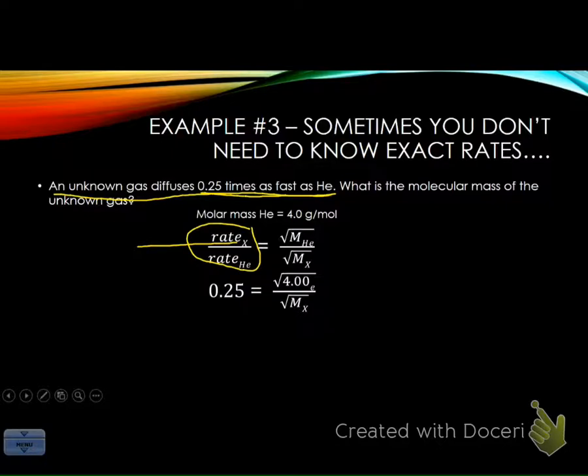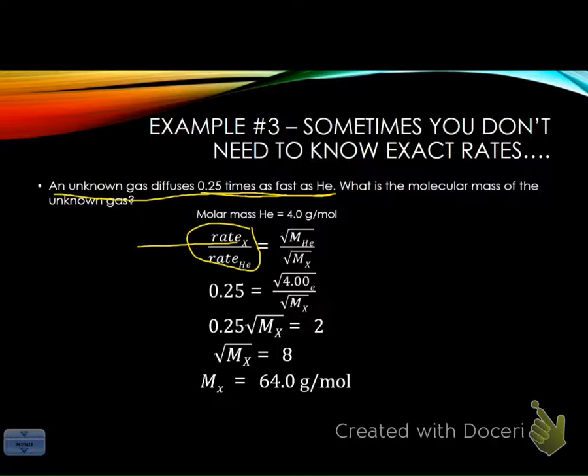Alright, so that 0.25 equals the square root of 4 for helium, and then the square root of my unknown. So we're just going to rearrange those variables here. 0.25 times the square root of the molar mass of unknown equals 2. The square root of the unknown equals 8. So we get 64 grams per mole for this gas. It could be SO2 or something like that. It wasn't part of the question, I just threw that in there. So again, the difference of this problem is that when you're looking for proportions, it's easier to use this form, and instead of knowing the actual rates, you can just use these decimal forms or fraction forms.